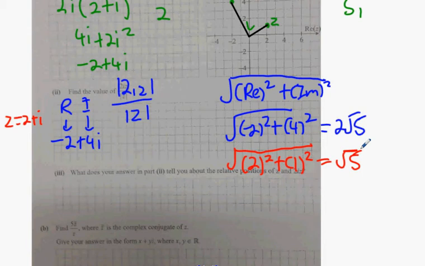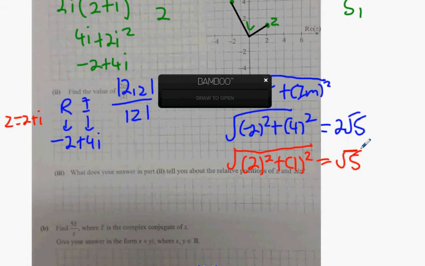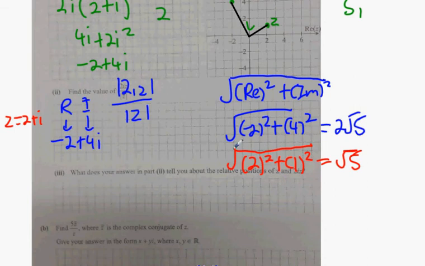Now that that's done, what's going to happen next is I have to divide the blue answer by the red answer. So it's going to be 2 root 5 divided by root 5. Anybody tell me what that is? 2. What does that mean? One of them is twice as far away from the origin as the other one.